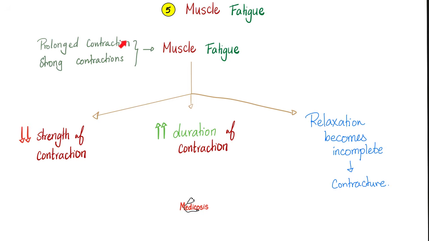Muscle fatigue. Prolonged contraction or strong contractions eventually lead to muscle fatigue. You'll get tired. What's that? The contraction strength is decreasing. The duration of contraction is increasing. It takes me longer to lift the dumbbell, and the relaxation becomes incomplete, leading to contracture.